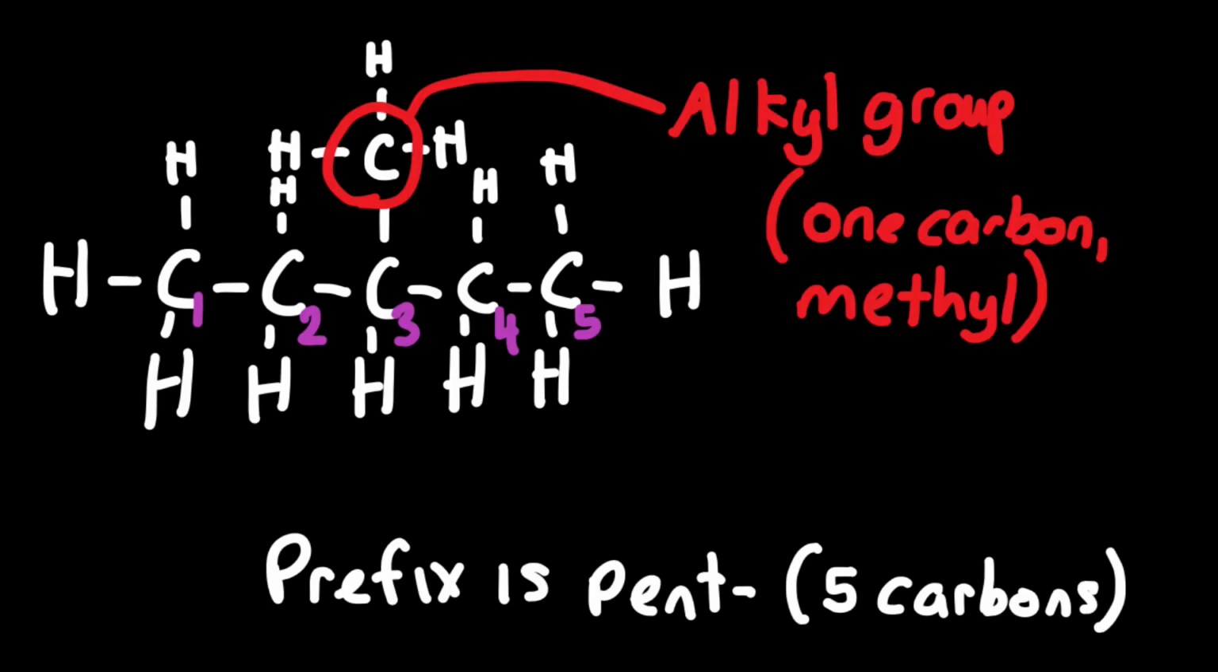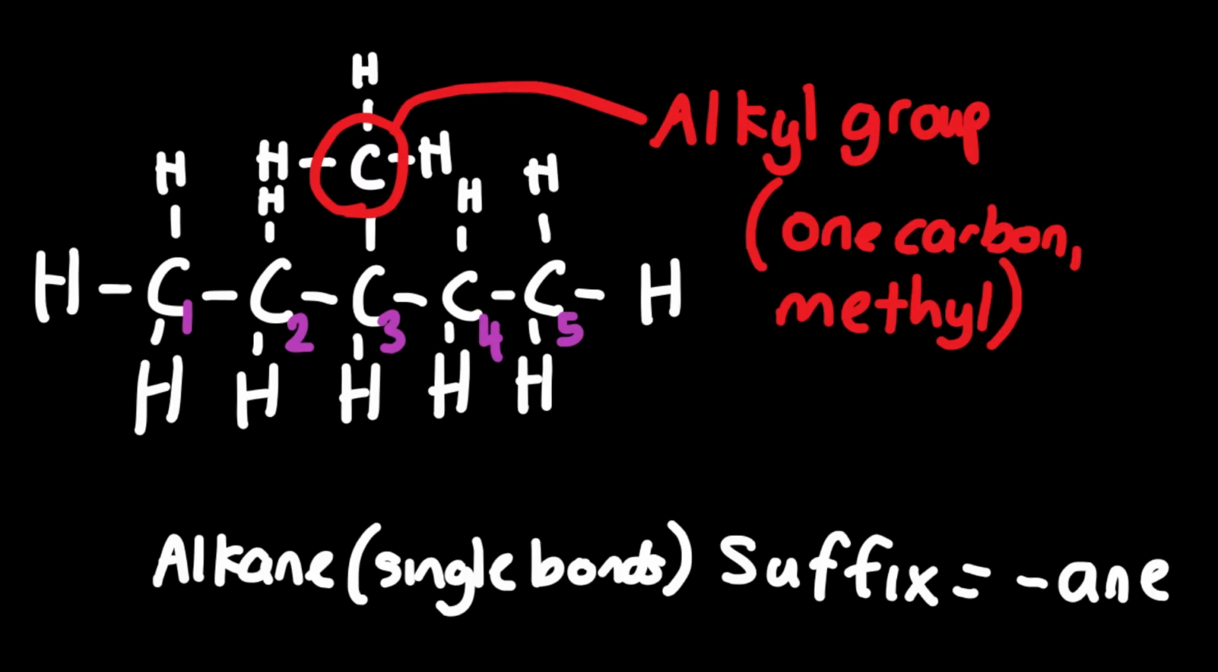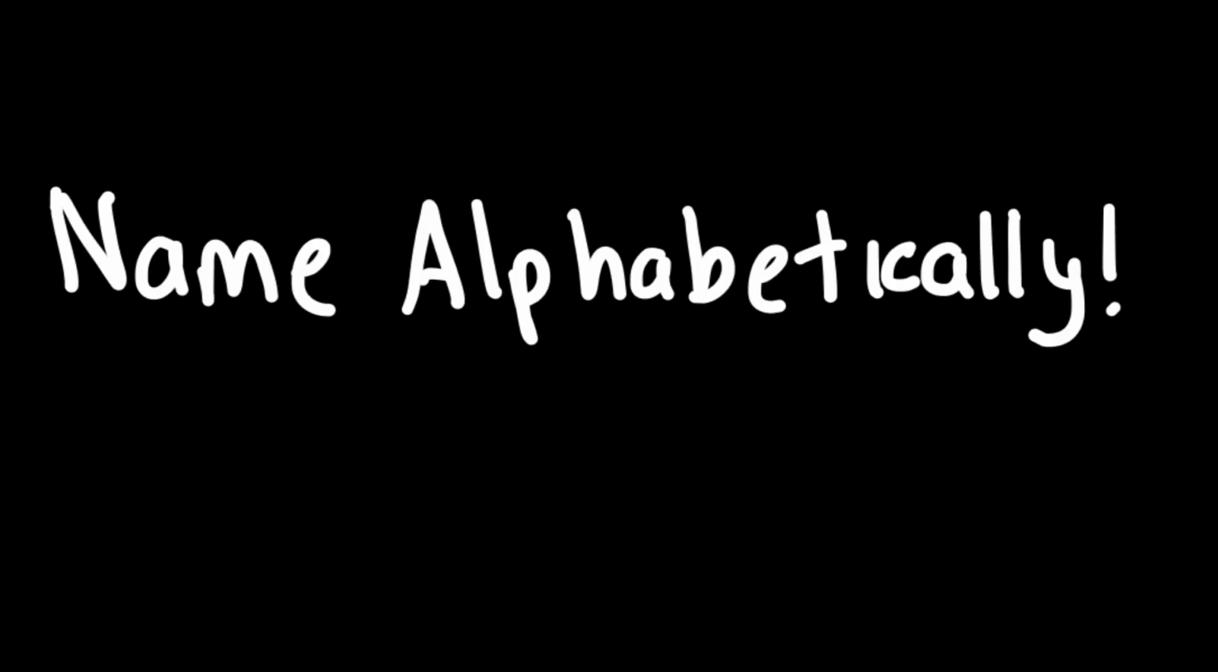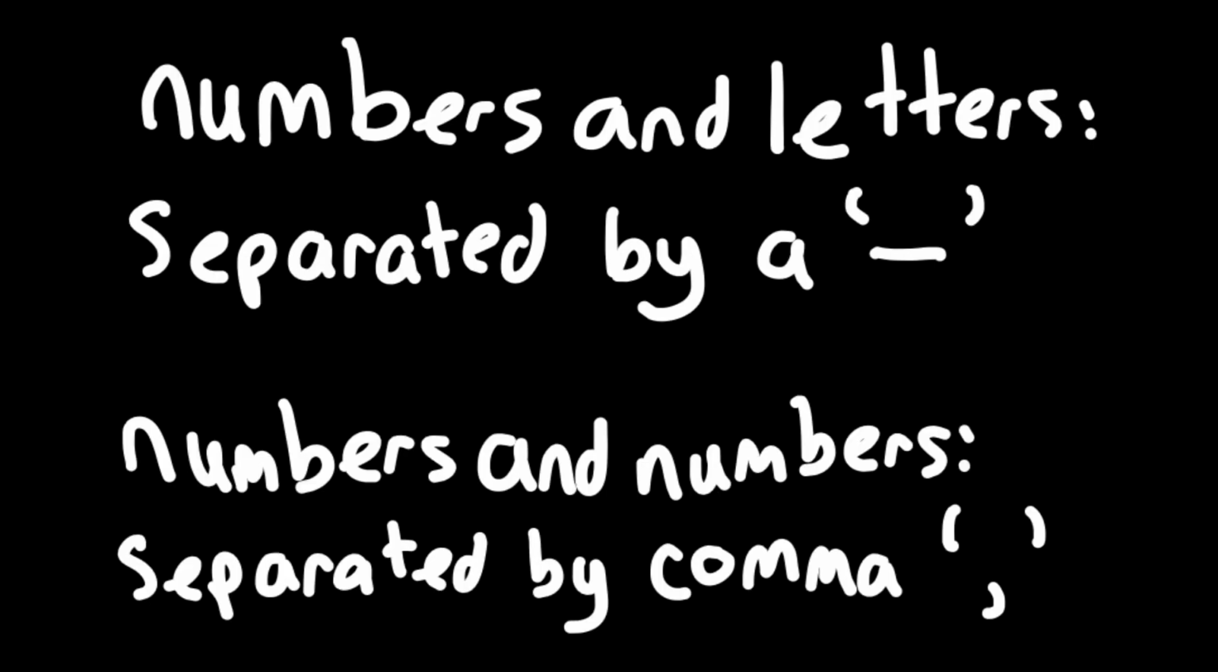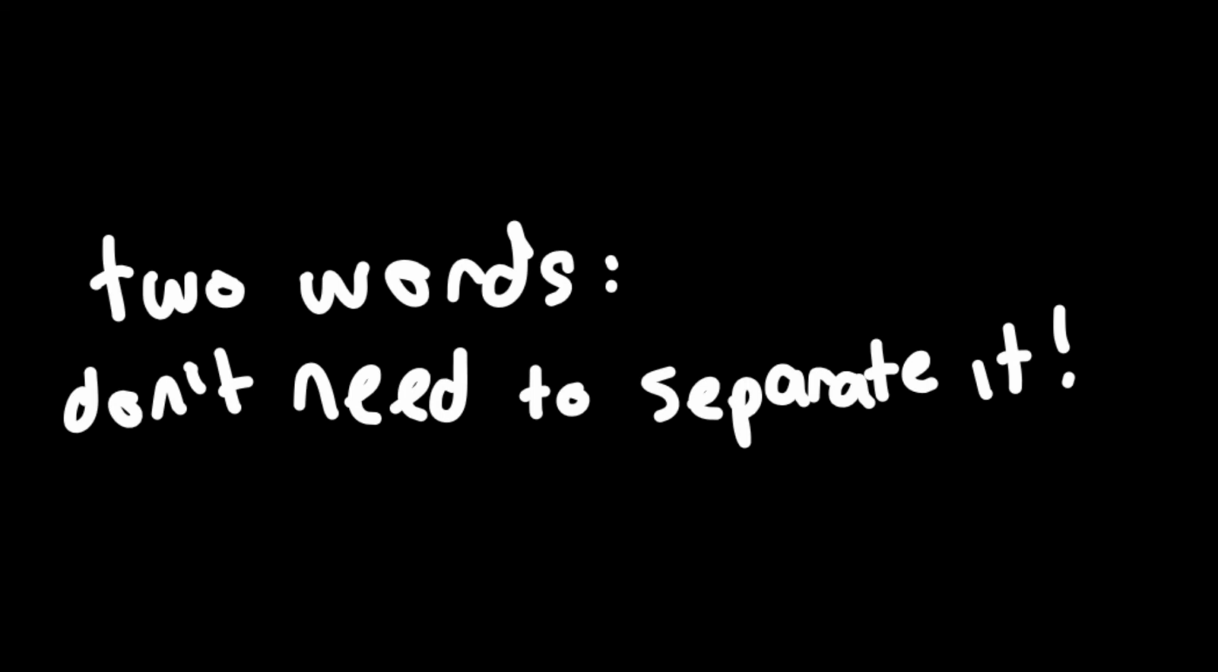Since this has 5 carbons in the chain, you'll have the prefix pent. This will be an alkane, so the suffix will be -ane. To name this, you have to do it alphabetically. In this video, you won't be doing this, but in the future you will. Before I start, you need to know the numbers and letters must be separated by a dash, and numbers must be separated by a comma. With two words, you don't need to separate them with a symbol.